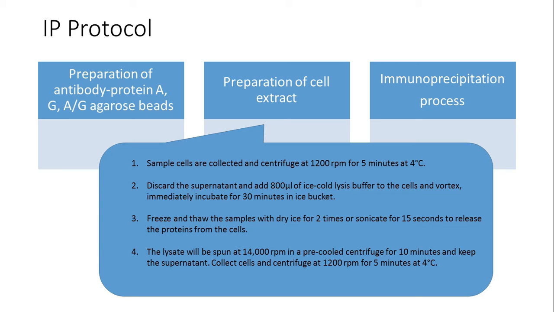To release the proteins from the cells, you can either freeze the samples with dry ice twice or sonicate it in a pre-cooled container. Lastly, the lysate will be centrifuged for 10 minutes and the supernatant will be kept.